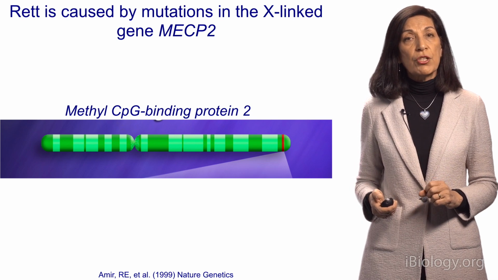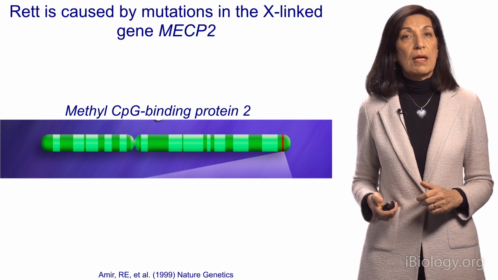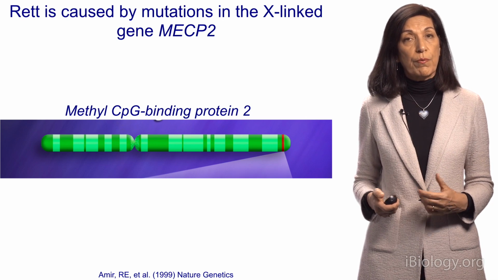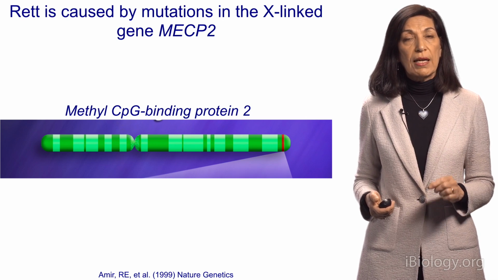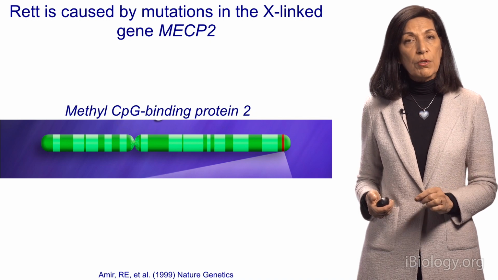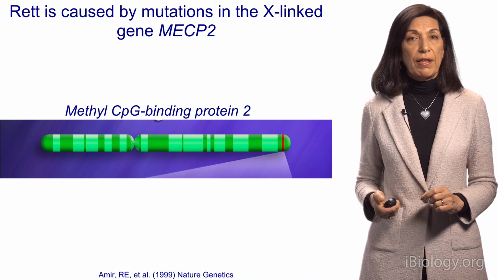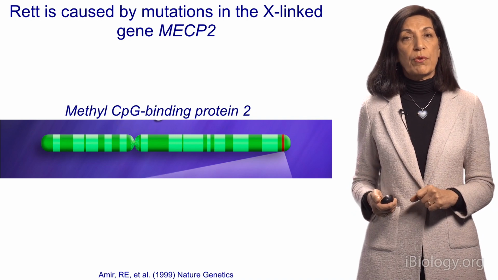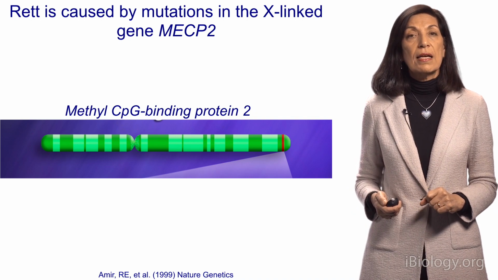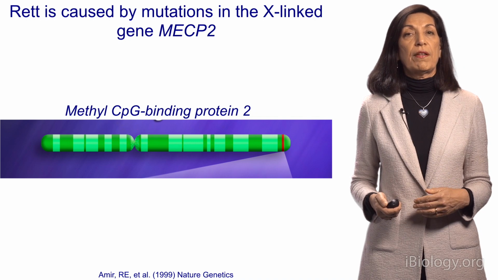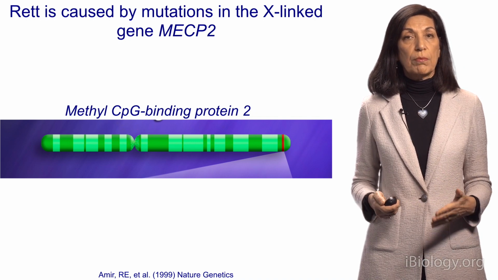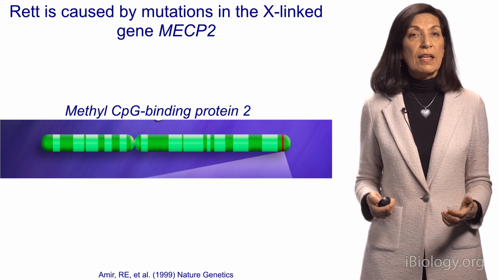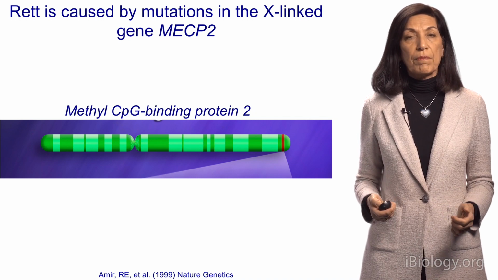And we found that the gene that causes Rett syndrome is called methyl CpG-binding protein 2, or we call it MECP2 for short. It lies almost at the tip of the long arm of the X chromosome. You see here the X chromosome, and the little red band is where this gene lies. And to our surprise, we found that most girls with Rett syndrome have mutations in this gene, and it's always only in the girls, it's not inherited.